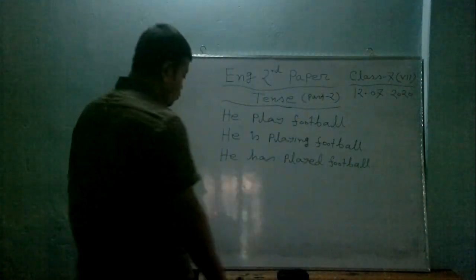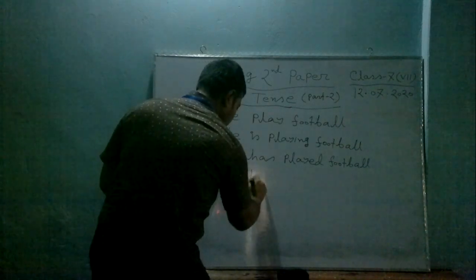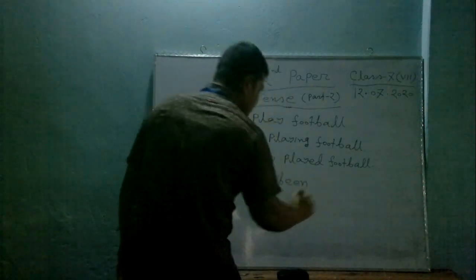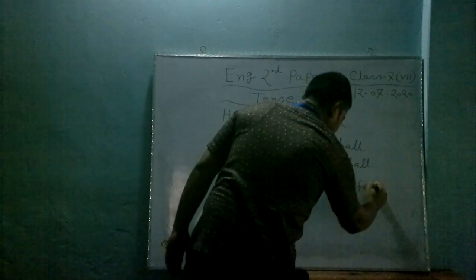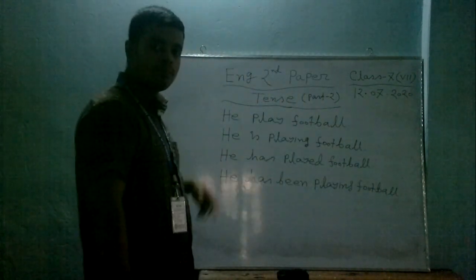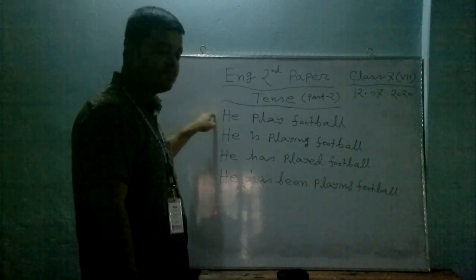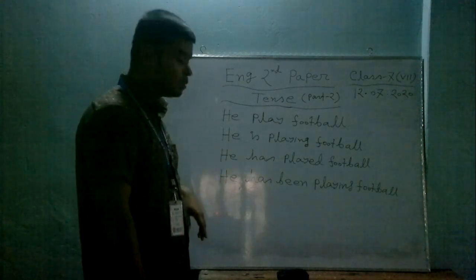In present perfect continuous tense, the sentence will be: he has been playing football. This is the fourth sentence. By following the structure, we can make them in present tense: first one is present indefinite, present continuous, present perfect, and present perfect continuous tense.